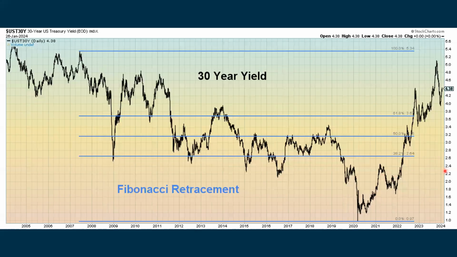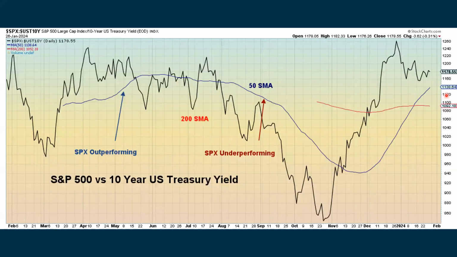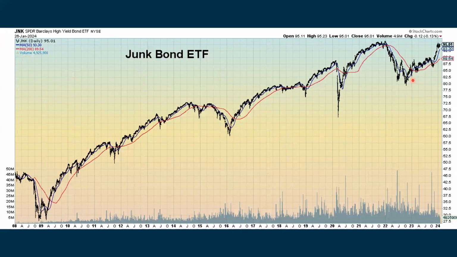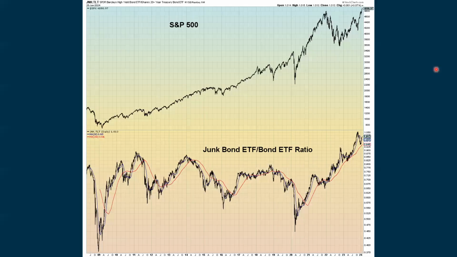And here's the 30-year yield, which had been quite high. It started to come back down. Now it's starting to go back up. Here's the ratio between the S&P 500 and the 10-year yield, showing how we've been going sideways, but longer term stocks have been outperforming the rise in interest rates. The junk bond ETF, which tends to follow what's going on in the stock market, has been chopping sideways and continues to be in an uptrend.